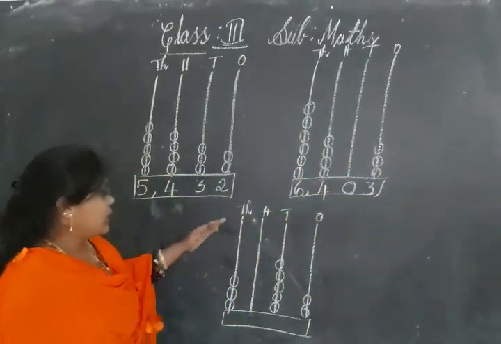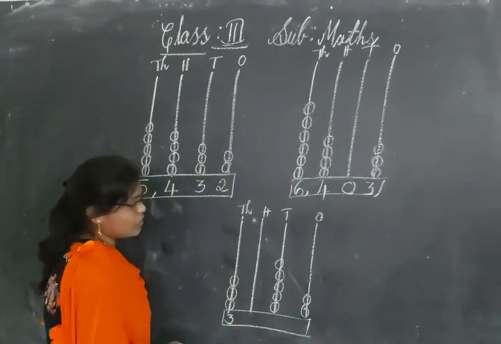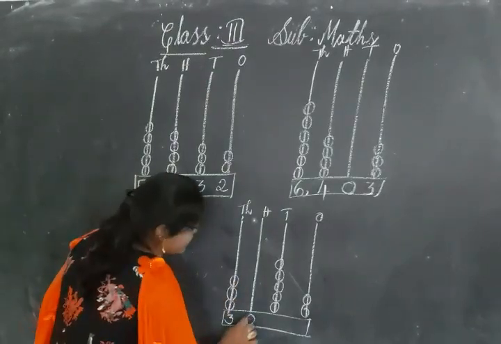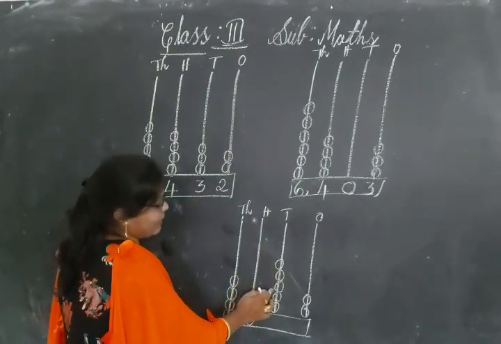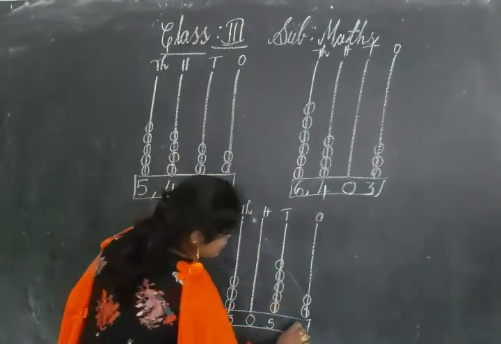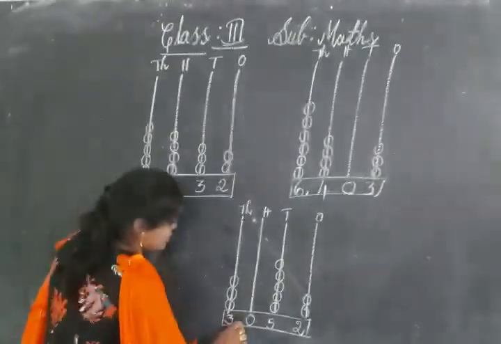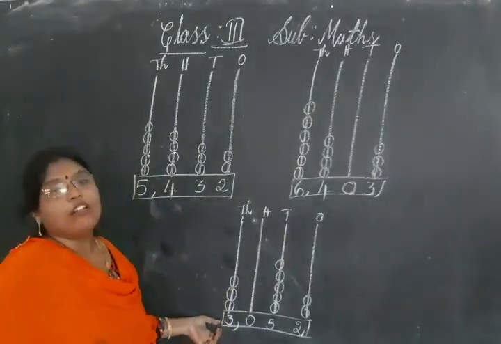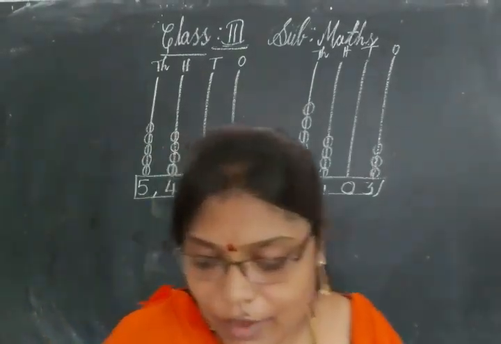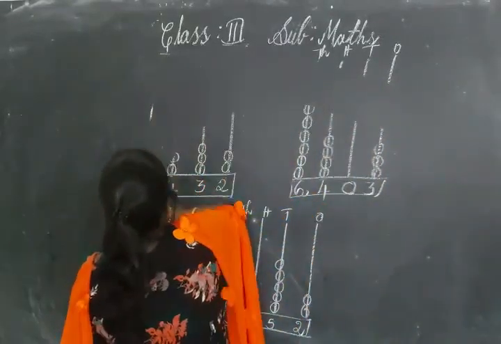6403. Here there are 3 beads in thousands rod, no beads here in hundreds rod, so place 0 in hundreds place. Here we have 5 beads, so write 5, and 2 in ones rod, so 2 in ones place. So what is the number? 3052.